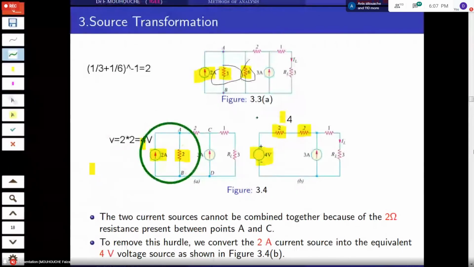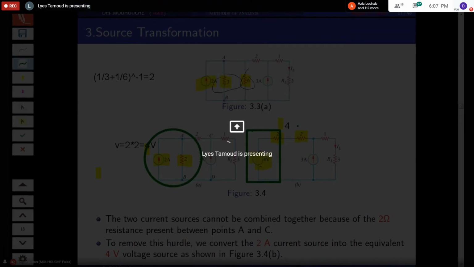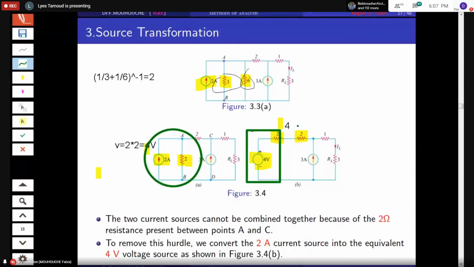So this one is converted to this one. So for the voltage source, 4 volt in series with 2, and we also have 2 plus 2 in series equal to 4. Okay, and we have 4 volt and 4 ohm resistance. We can also convert it to the current source as shown here.